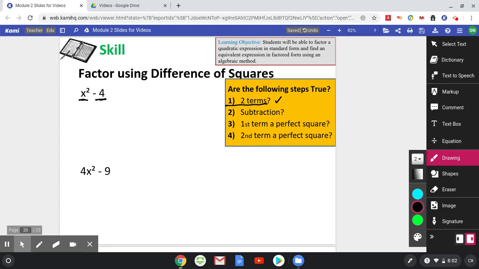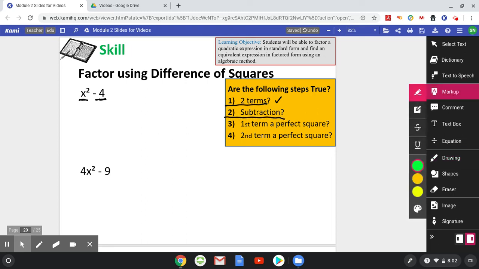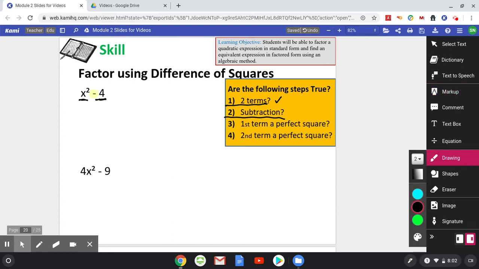Step 2, is there a subtraction involved? Well, we have a subtraction in the middle. That means that this one is also true. Let's say we had this problem. Looks very similar, but there is an addition in there. So this is not a subtraction. If that's the case, we are not able to factor this using the difference of squares.